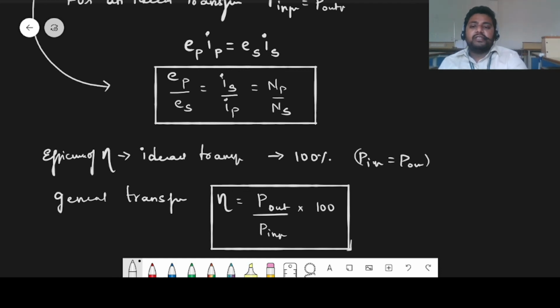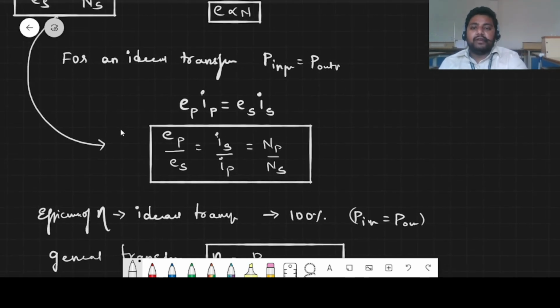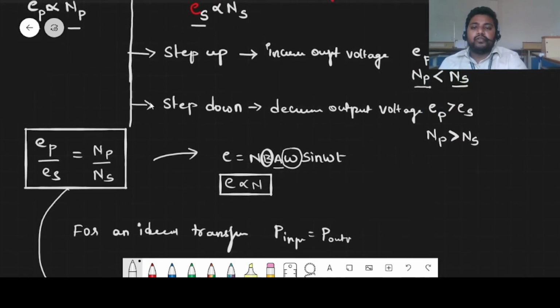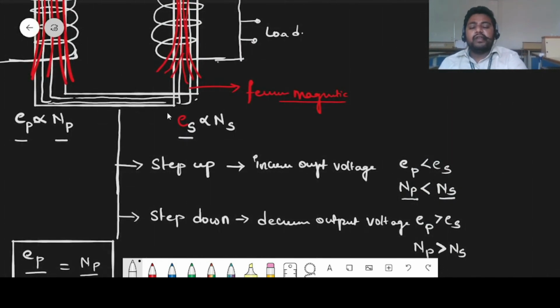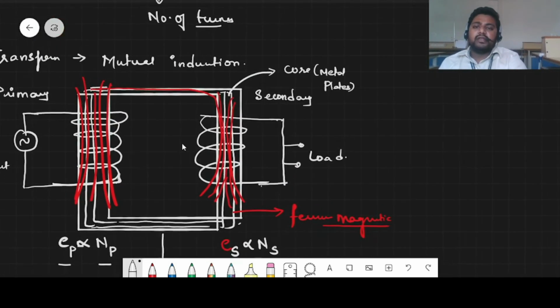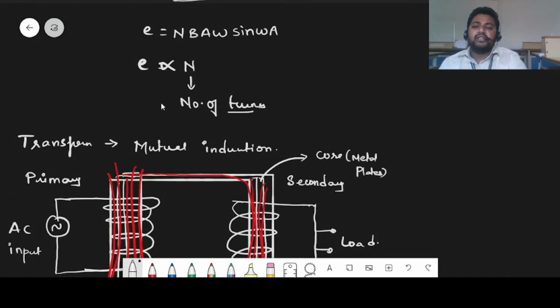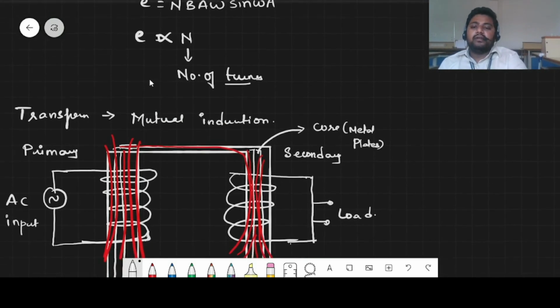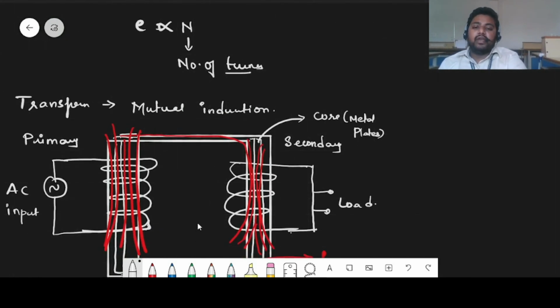Okay, so this is how the transformer actually works. Based on the principle of mutual induction, we can create a step up transformer or a step down transformer by just changing the number of turns of the coil that we are using.